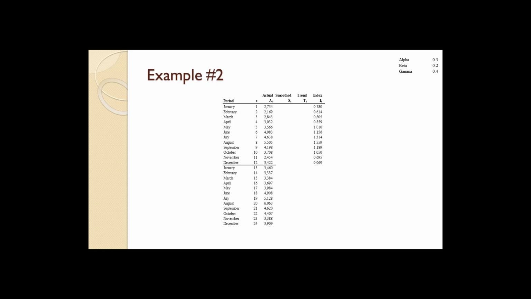2,754 divided by 3,531 equals 0.780. 2,169 divided by 3,531 equals 0.614. 2,843 divided by 3,531 equals 0.805. The rest of the values are computed the same way. Pause the video and check your work so far. If you made a mistake, please rework the problem before continuing.